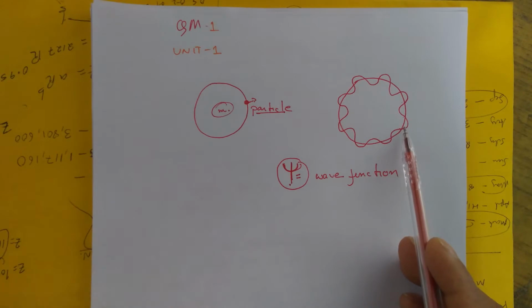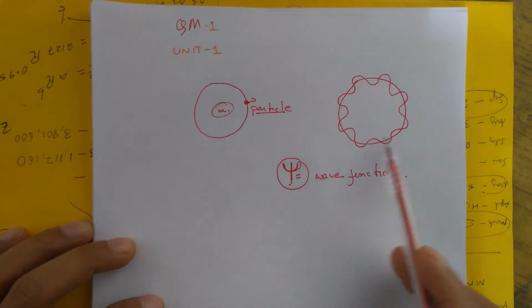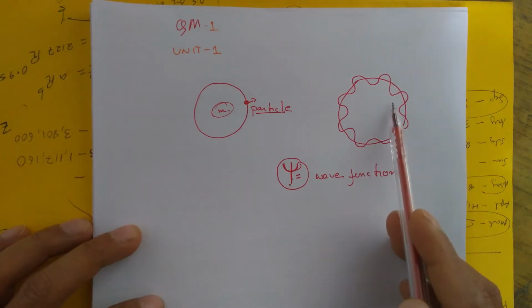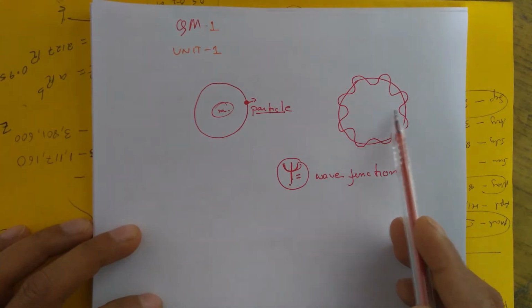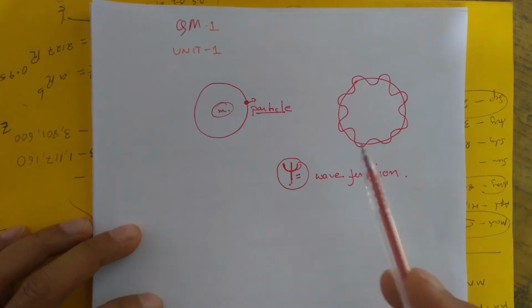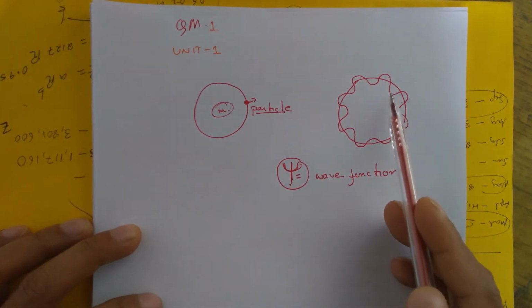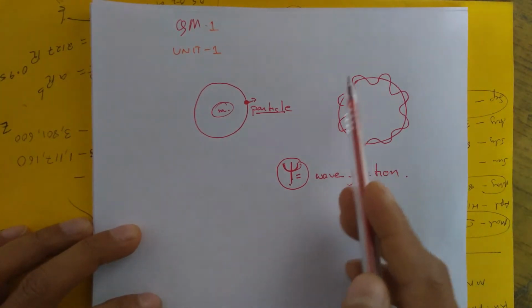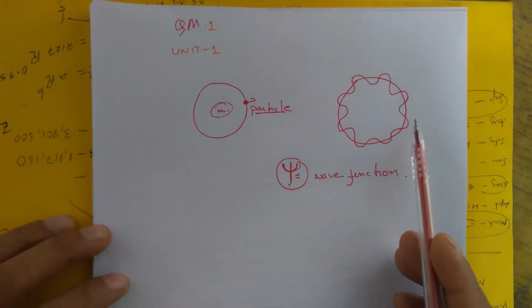When we consider this subatomic particle in terms of a wave, we cannot say exactly where the particle is. In that case, the particle is represented by a wave function. The particle is not simply there, but it is also revolving, so it is a traveling wave function.